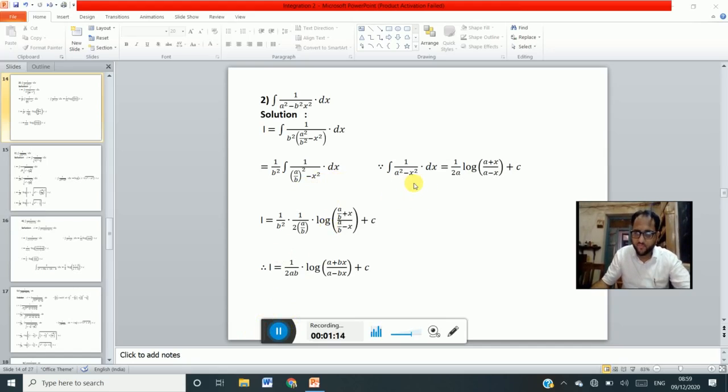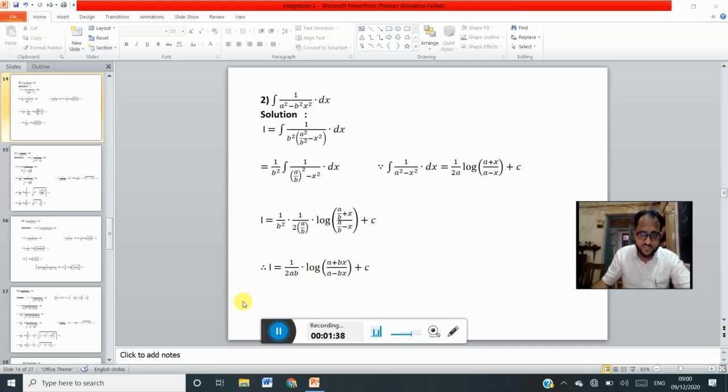And we have to use the formula of this step: the integration of 1 upon a square minus x square, 1 upon x square minus a square, 1 upon x square plus a square, 1 upon root x square minus a square, and 1 upon root a square minus x square, like that. These six formulas we have to use after simplifying like this.